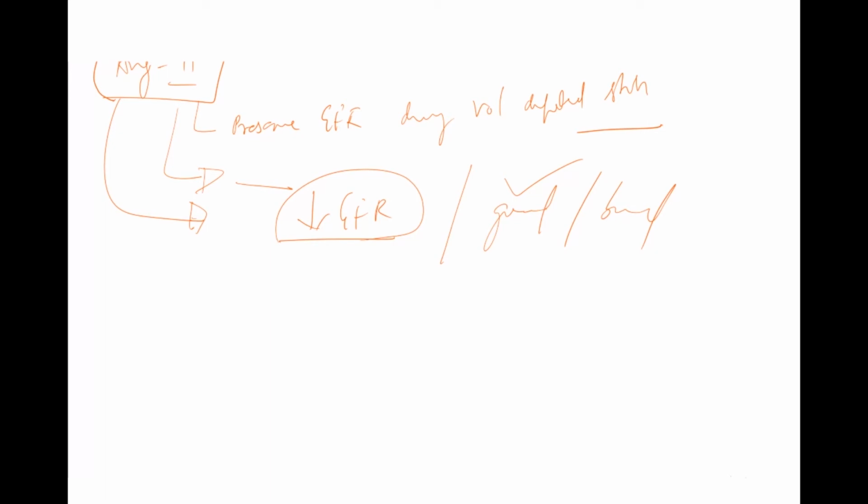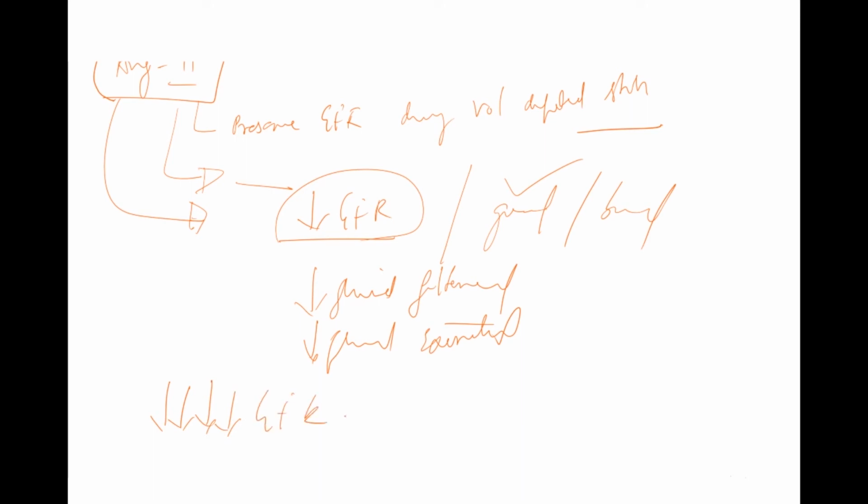So if it decreases GFR, less fluid is filtered, and when less fluid is filtered, less fluid is excreted. Decreased fluid filtered, decreased fluid excreted. However, if there is a drastic or large decrease in the GFR, then it is a problem. That's an abnormality. That's too bad.